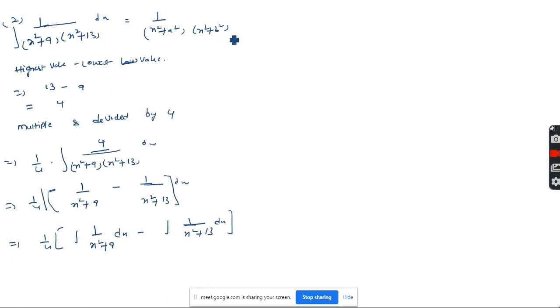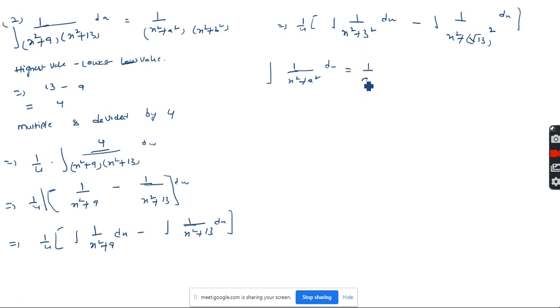So here the form is 1/4 into integration. The 9 can be written in terms of a square, that is x² + 3², minus, and 13 can be written as root 13 whole square. We know the formula for 1/(x² + a²) integration: 1/a tan inverse of x/a. Here for this part a is equal to 3, and for this part a is equal to root 13.